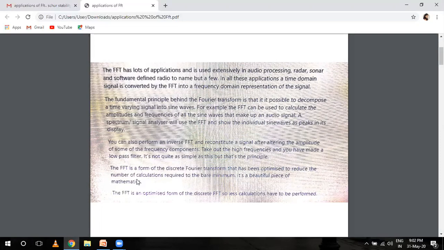The fundamental idea behind the Fourier transform is that it is possible to decompose a time varying signal into sine waves. For example, FFT can be used to calculate the amplitude and the frequency of all sine waves that make up an audio signal. A spectrum signal analyzer will use the FFT and show individual sine waves as peaks in its display. In all applications of FFT, a time domain signal is converted by FFT into a frequency domain signal representation.